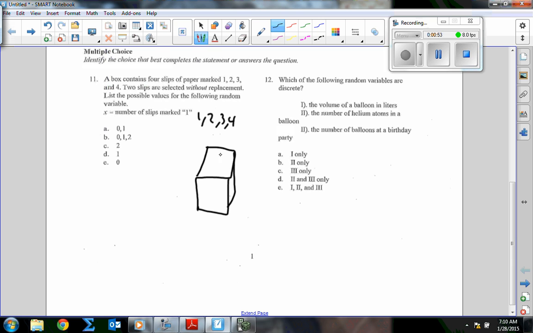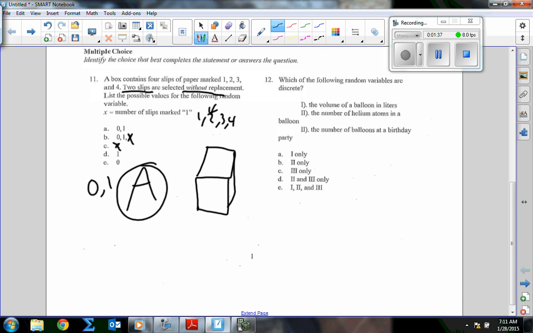But whatever I pull out, I'm going to keep and then pull another one out. So if I pulled out a 2, for instance, for the first time, then the next one could be a 1, or it could be a 3 or a 4. So if it were a 3 or a 4, so I ended up with, say, a 2 and a 3, that means I got 0 ones. Or once I pull a 1 out, that's the only one I can get. So there's no way I can get 2. So the values that I can get drawing out 2 slips of paper without replacement is just a 0 or a 1. So the answer to 11 was A.